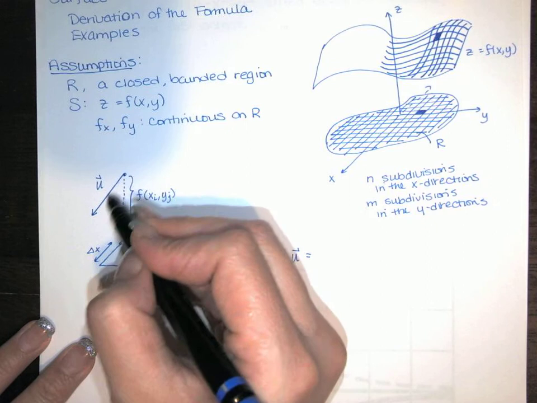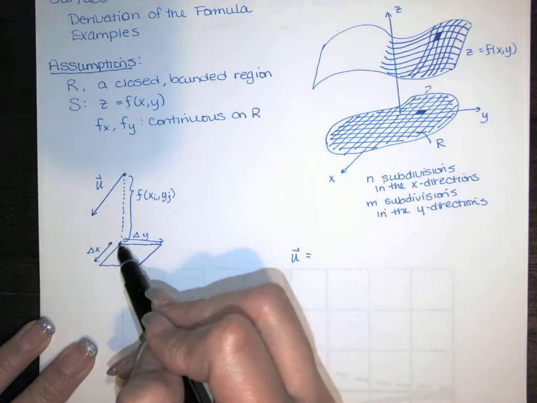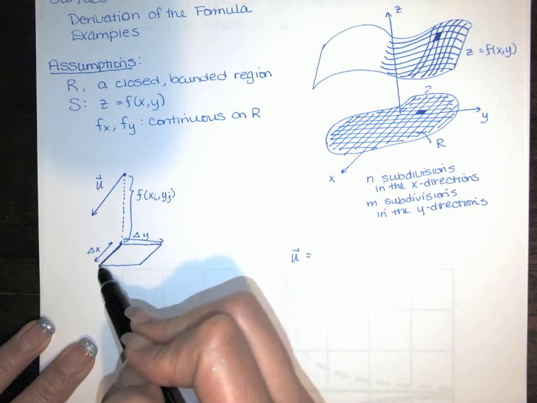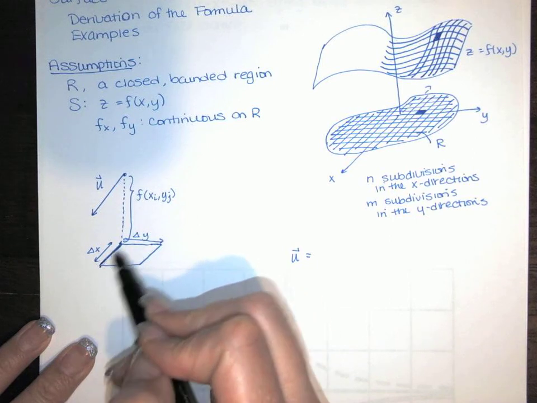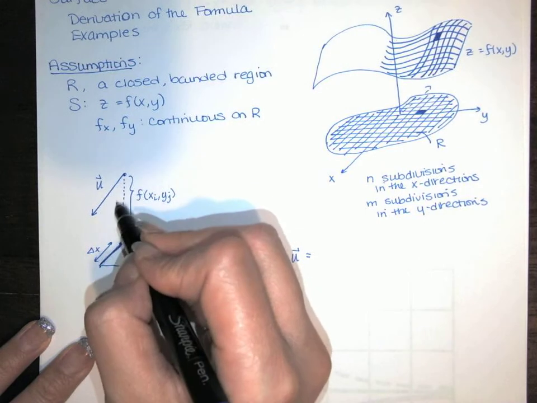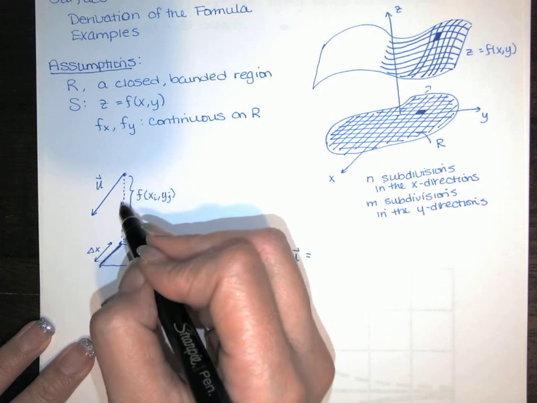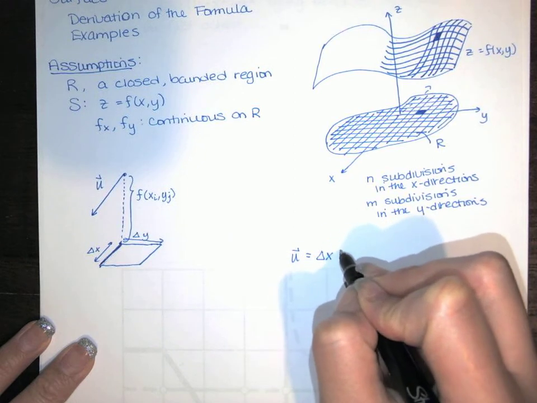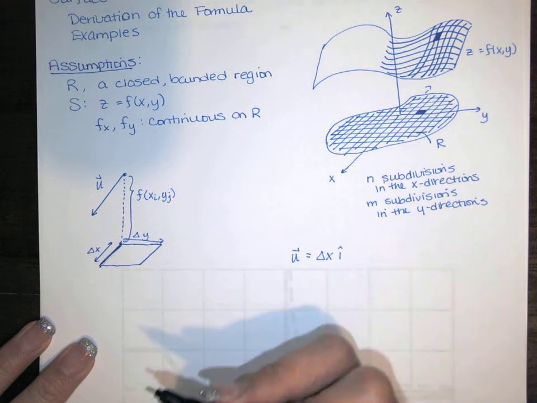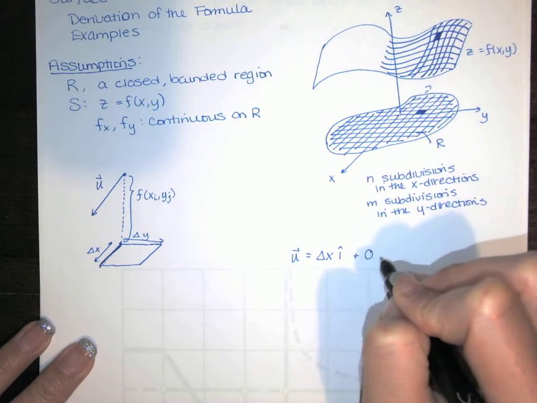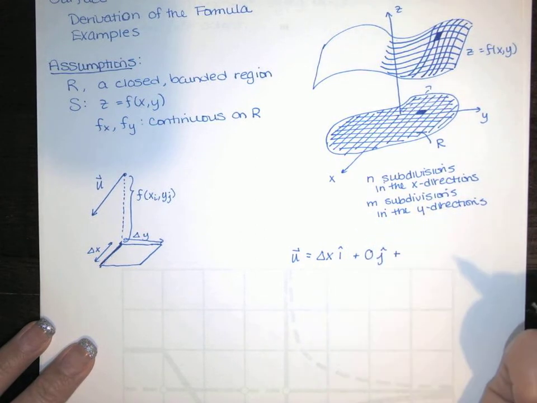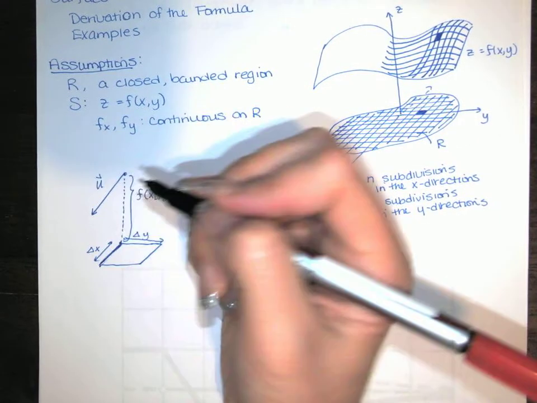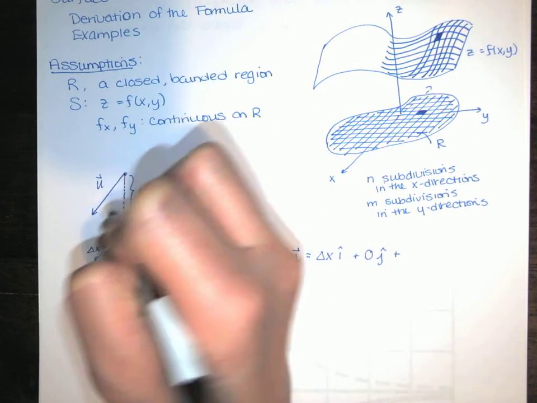Now u goes in the x direction only. It's a vector that's lying above this little line segment that goes in the x direction only. There's no change in y here. So its x component is delta x times i hat. It doesn't go in the y direction at all, so its y component is 0 times j hat, and its z component, well, that is defined to be the slope of the surface in the x direction at that point.